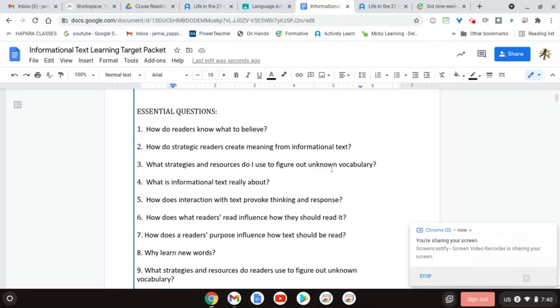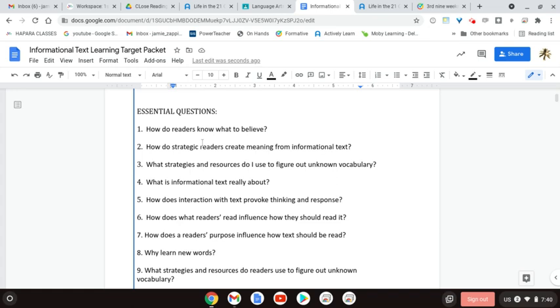Hello, ladies and gentlemen. So today we are looking at the following essential questions as we close read for the second day. We're going to look at essential question number 3, what strategies and resources do I use? No, we're not looking at that one. I'm going to cut this off tomorrow and I'll start over.